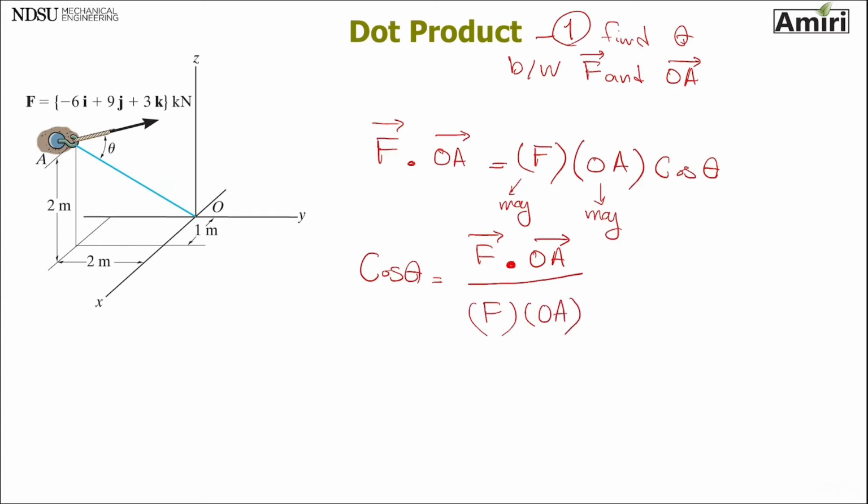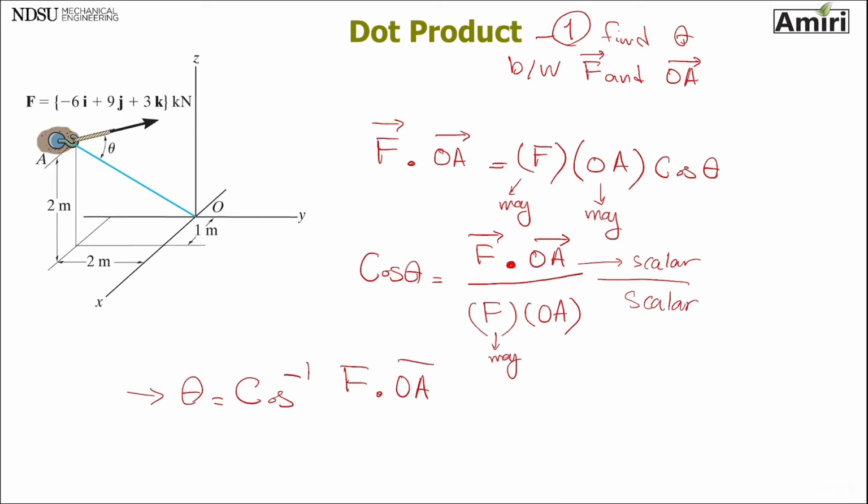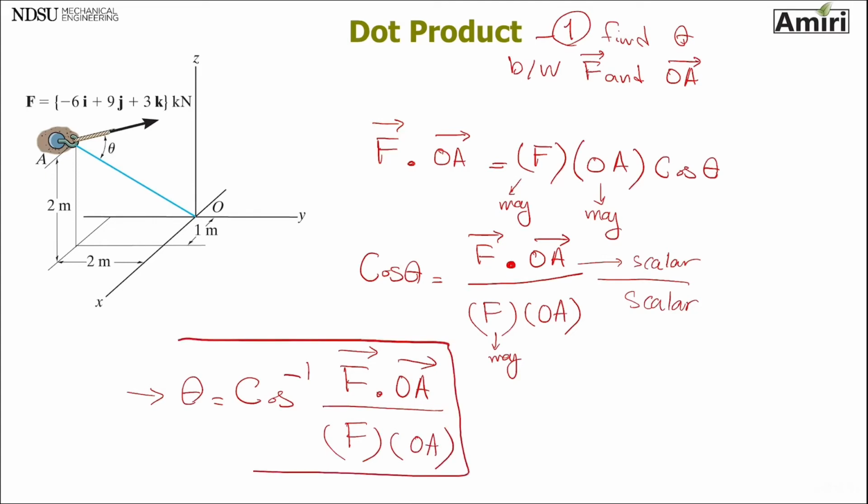Let's see if it makes sense. F dot OA, yes, it makes sense. It's a scalar. And magnitude multiplied by magnitude is also a scalar. So we have a scalar divided by a scalar, which is a number, a scalar. So that makes sense. So to find the angle theta, we have to dot product those two vectors, forces, whichever we have, and divide by magnitude of both of them.